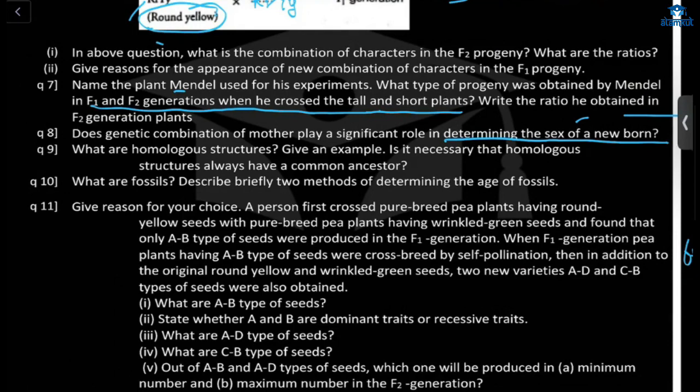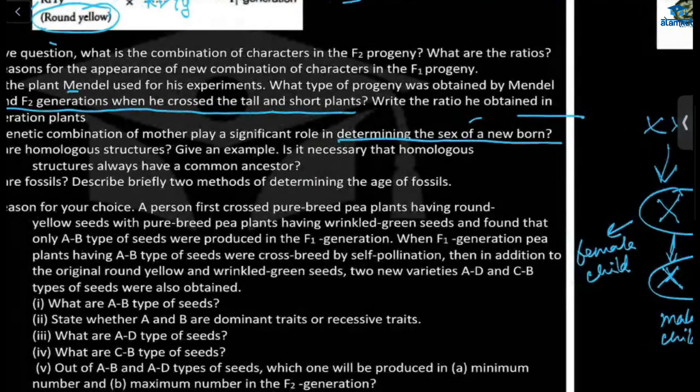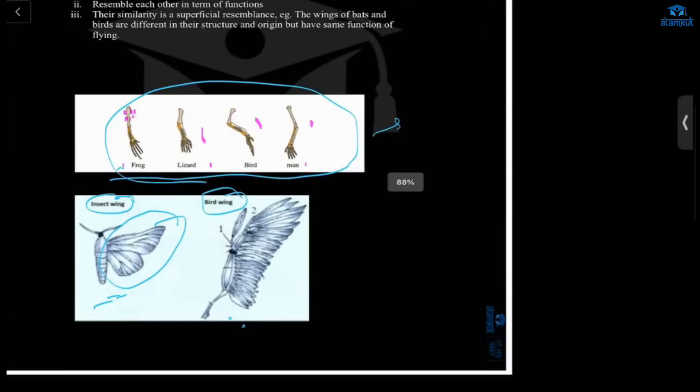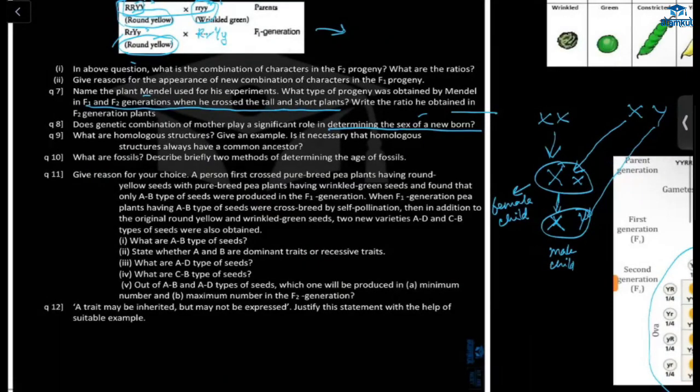Next question, what are homologous structures? Give an example. Is it necessary that homologous structures have a common ancestor? Yes. Homologous structures have a common ancestor because their structure is similar, but they perform different functions. Example, forearms of frog, lizard, bird, man. This is the example.